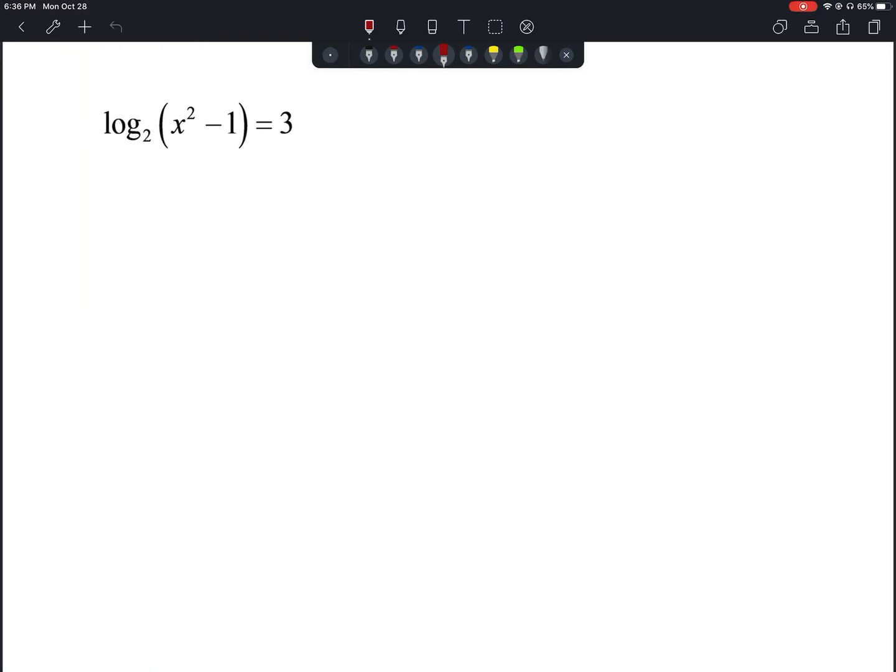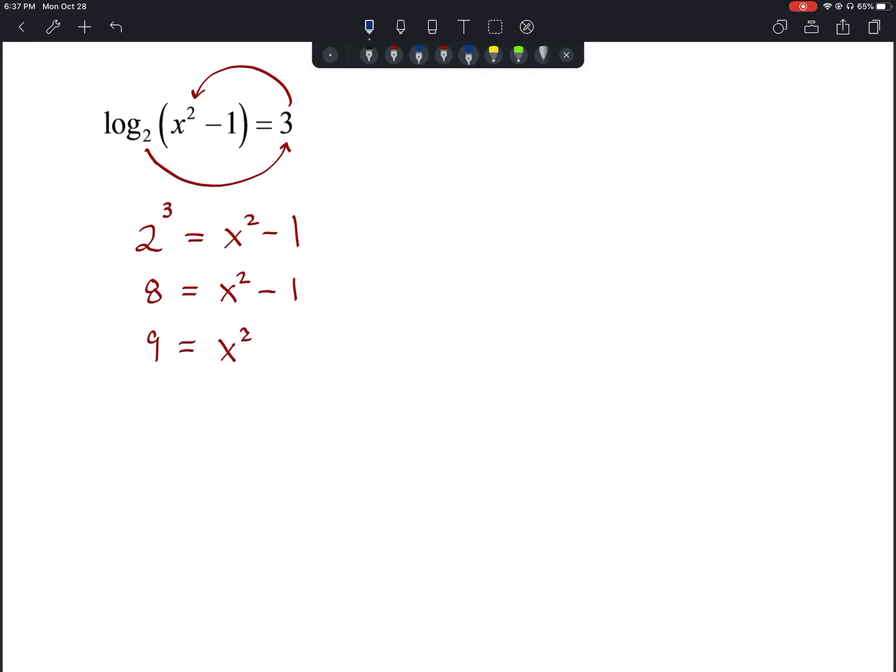Next one, again, we have a log equation. We have just a single log on one side. So again, same procedure. We're going to take this and change it to its exponential form. 2 to the third power is equal to x squared minus 1. That's 8 equals x squared minus 1. So 9 is equal to x squared.